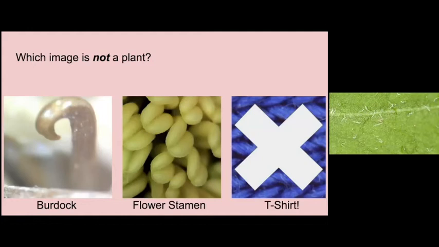The other 2 images do come from plants. We have a burdock hook and some flower stamen, which both come from plants. Your observations were totally on point, and the inferences that you were making from them totally led you to the right answer. Do you guys want to do another one?